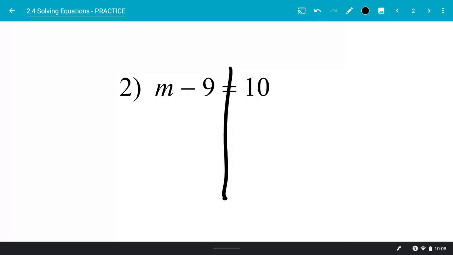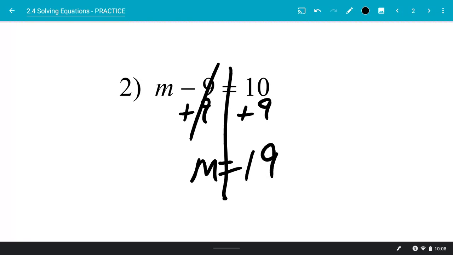The opposite of minus 9 is plus 9, or the inverse. Whatever I do to one side, I do to the other. By the way, those are properties that tell me I can do this: the addition property of equality, the subtraction property of equality. They say if you add 9 to one side, you can do it to the other, and we keep our scales balanced, right? I know that you've learned that in the past. So here I'm left with m equals 19.